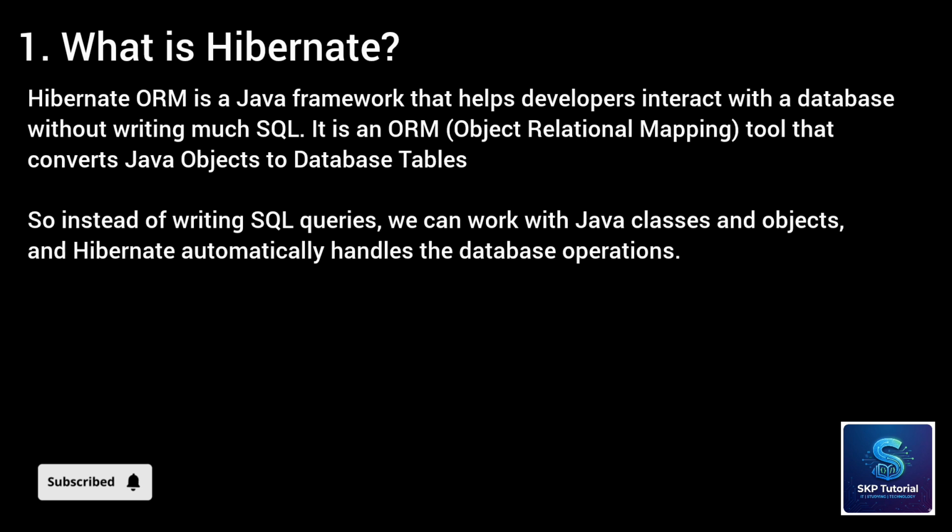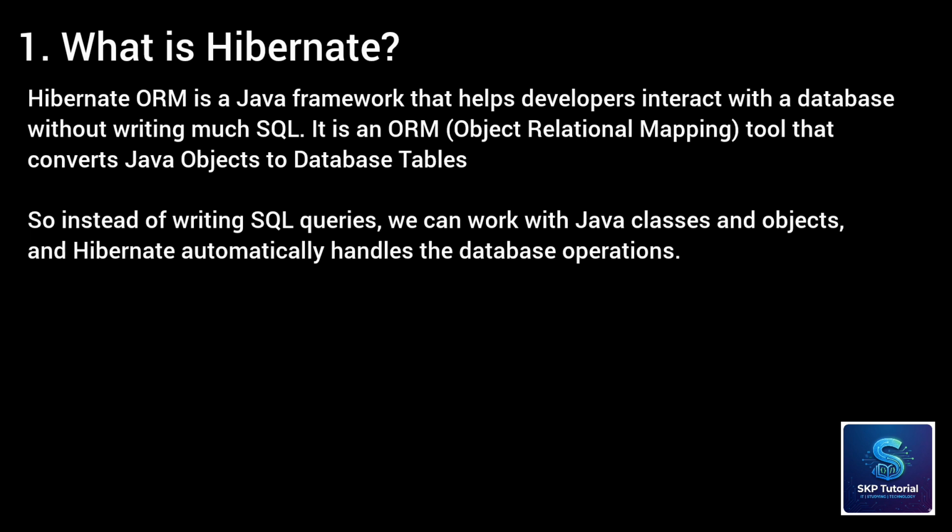Question 1 is, what is Hibernate? Hibernate ORM is a Java framework that helps developers interact with a database without writing much SQL. It is an ORM, Object Relational Mapping, tool that converts Java objects to database tables. So instead of writing SQL queries, we can work with Java classes and objects, and Hibernate automatically handles the database operations.